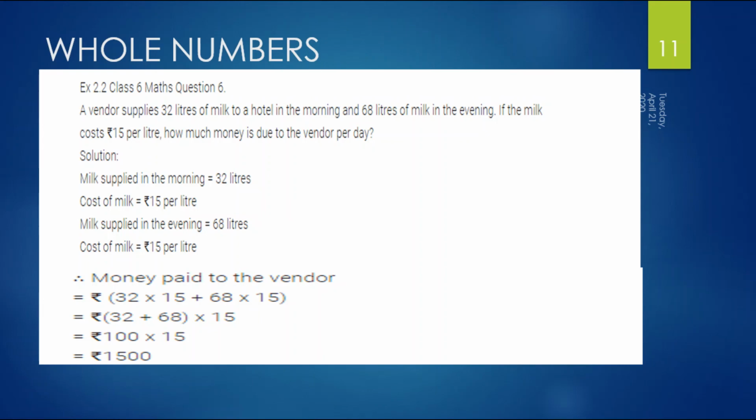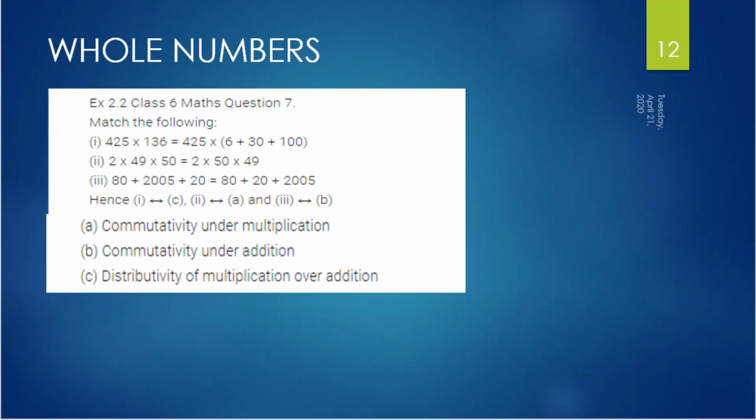Milk supplied in the morning is 32 liters. Cost of milk is rupees 15 per liter. In the evening, milk supplied was 68 liters and cost of milk is rupees 15 per liter. So money paid to the vendor is 32 multiplied by 15 plus 68 multiplied by 15. Now 15 is a common value which is to be taken outside the bracket. 32 plus 68 will become 100, multiplied by 15. So the answer comes out to be rupees 1500.